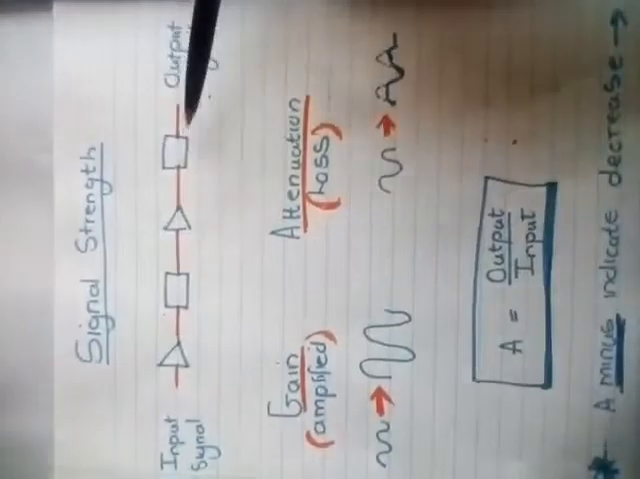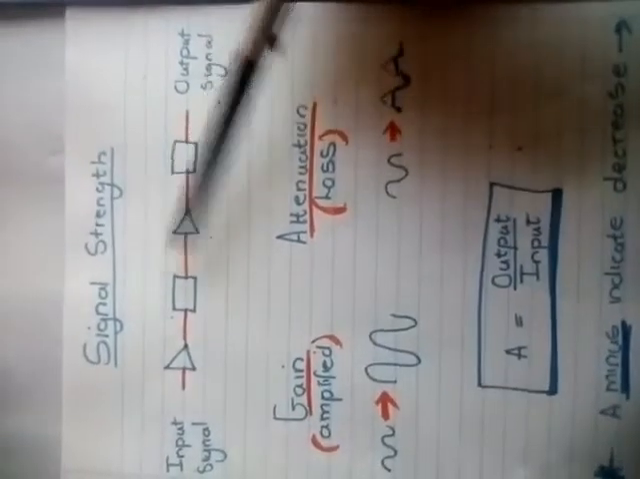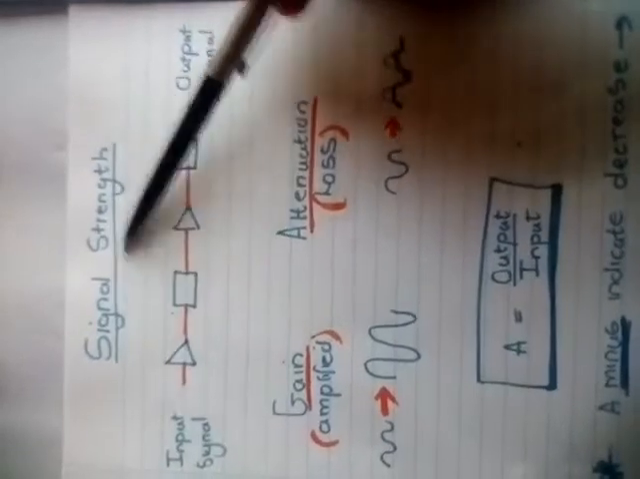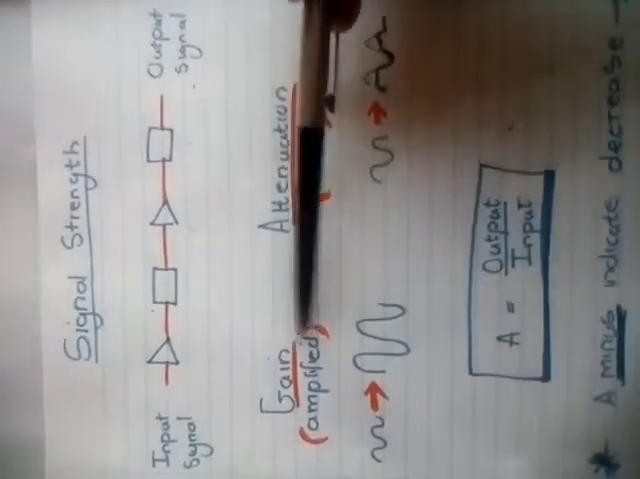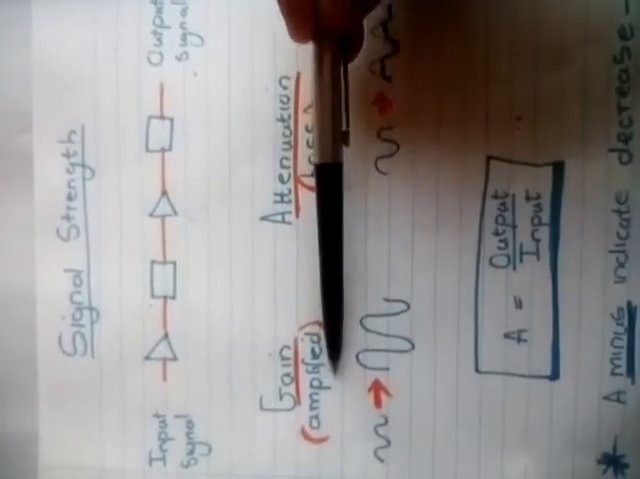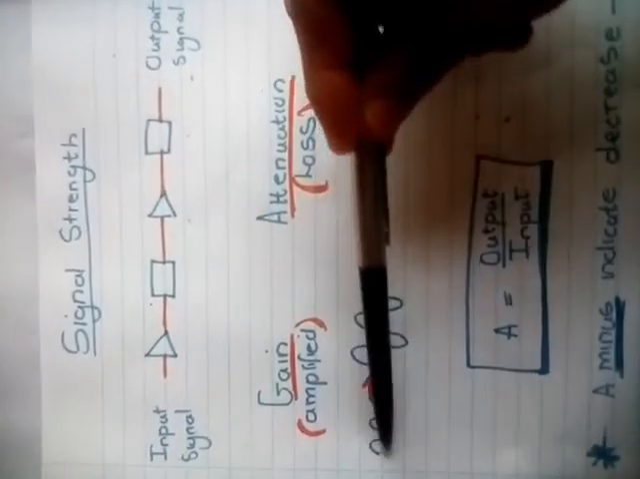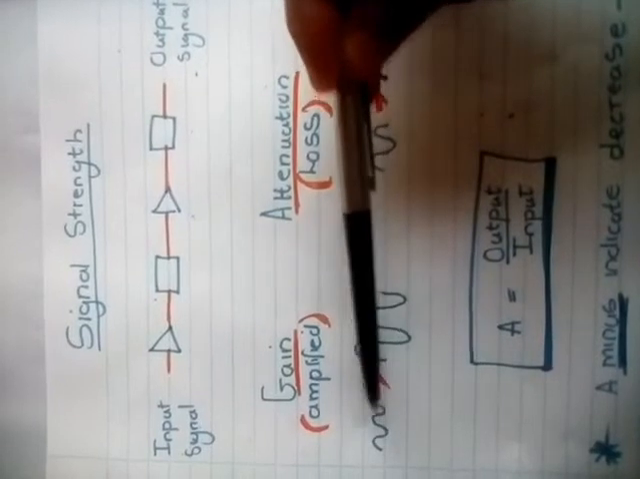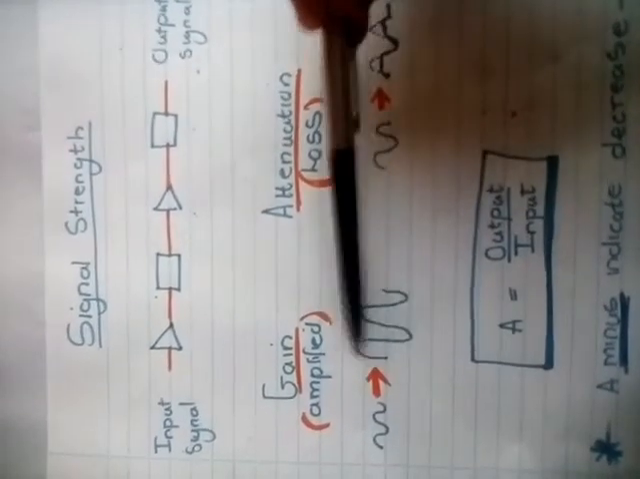From this point till this point, you need to know that when we speak about signal strength, we will be looking at gain and attenuation. Now, gain is when a signal is being amplified. What does it mean? If you have an input signal and it looks like this, if you amplify something, it will only get bigger. Amplify means small input, get a big output.